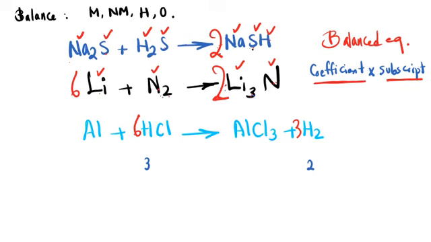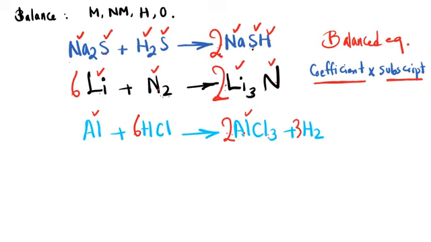I'm going to count number of hydrogens. Right now we have 6 hydrogen atoms, and 3 times 2 we have 6 hydrogen atoms. So it looks we balanced our reaction. I'm going to ask you please double check to make sure this is a balanced reaction. 1 aluminum, 1 aluminum. Aluminum is balanced. Next, number of chlorine, 6 chlorine atoms, but here we have 3 chlorine atoms. So we have to multiply by 2. I multiply by 2. 2 times 3, 6 chlorine atoms.